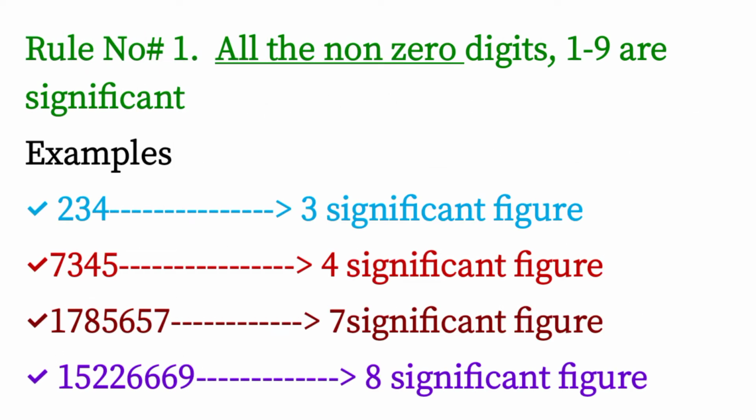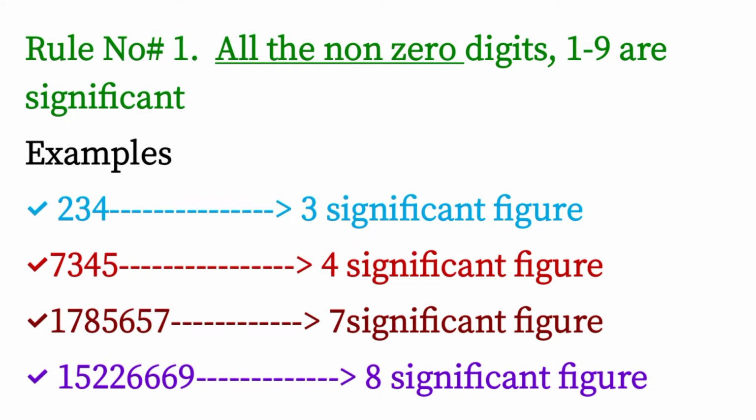There are 5 rules that we're going to talk about in this video. This is part 1 of significant figures. Now, rule number 1 says that all the non-zero digits 1 to 9 are significant. That is 1, 2, 3, 4, 5, 6, 7, 8, 9. These numbers are significant, are important, and should be counted.